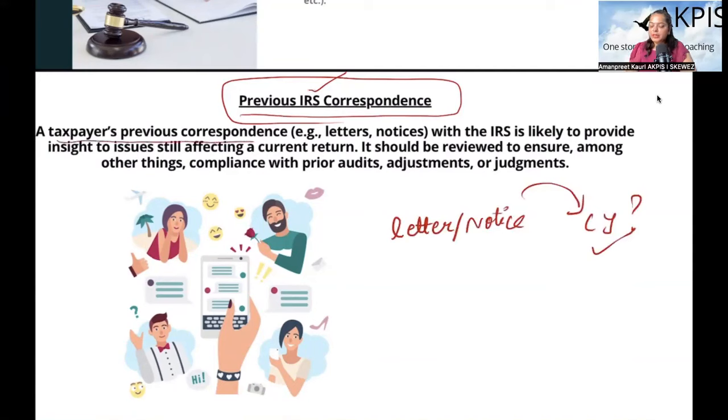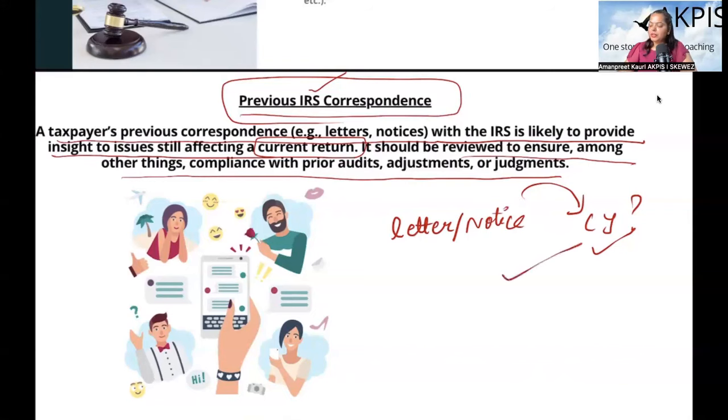A taxpayer's previous year correspondence for any notice and all is likely to provide an insight into issues still affecting a current return, right? And it should be reviewed to ensure, among other things, compliance with prior audits, adjustments, or judgments. So if certain modifications or changes, adjustments, and audits are required, prior audits give you additional information as to what kind of impact it will have in the current year. So previous notices or letters from the IRS, if they are having any impact on the current year return, that's why they are really very important to be referred to, right?